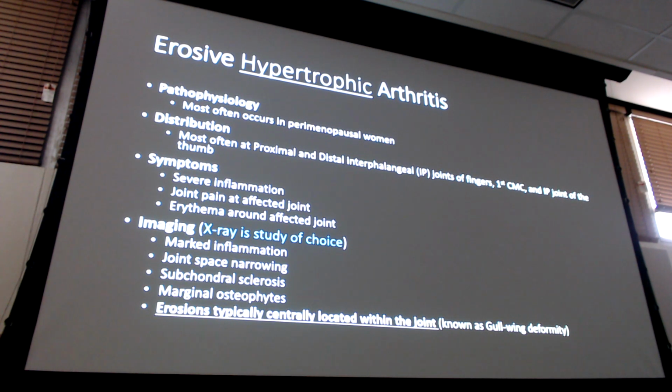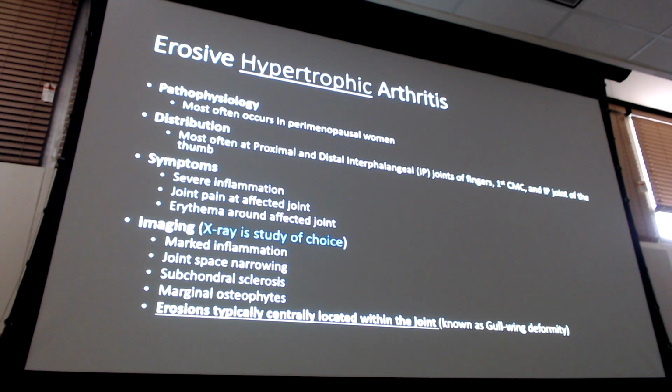So if I say perimenopausal women, unless I've given you a trauma of some sort or something along those lines, the odds are secondary osteoarthritis is probably out the window at this point, based off of the age of the population. On top of that, this is most often in the joints of the fingers, primarily the thumb, or the proximal and distal interphalangeal joints of the fingers. Severe inflammation, joint pain at the affected joint. This may or may not be more than one, but typically it's just a single one. X-ray is still your study of choice.